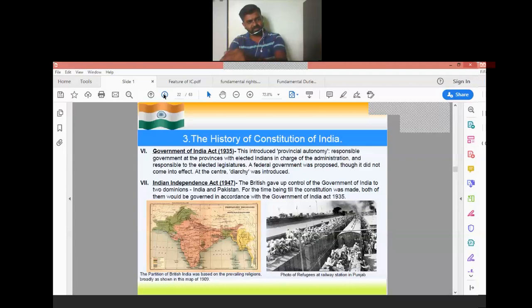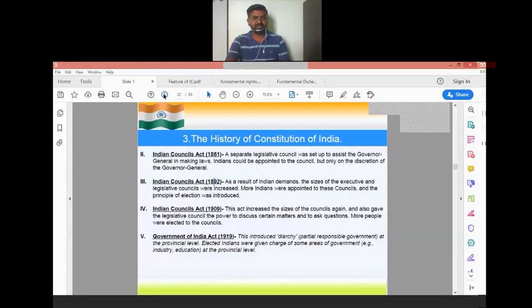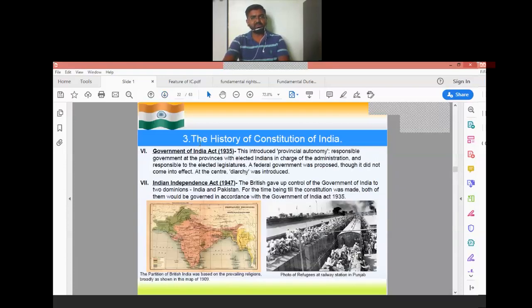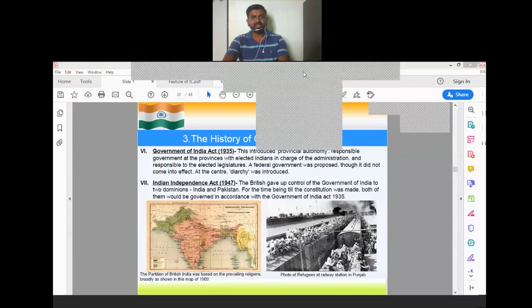This information is important. Salient features of the Indian constitution are brought from these sources, so the Government of India Act is also part of it. Then we know the very popular one, the Indian Independence Act 1947. So these are the history of the Indian constitution, which is part of the syllabus, chapter number 2, history of the Indian constitution. Thank you.